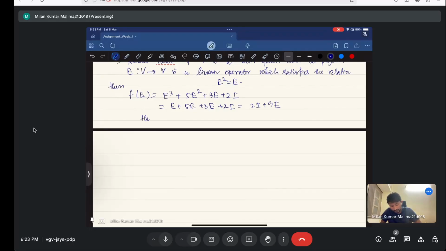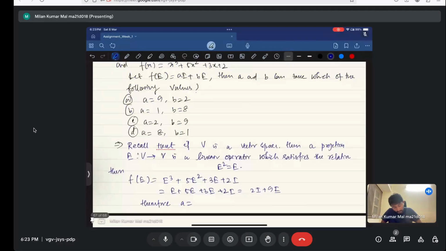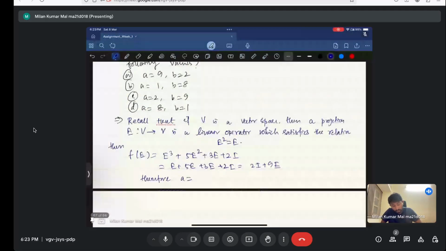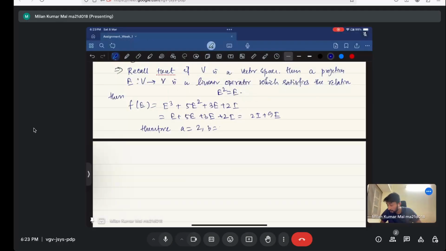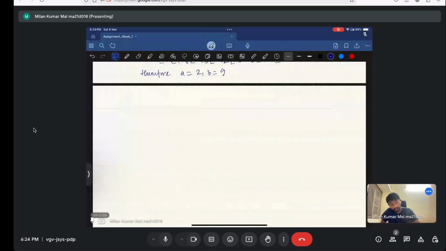So therefore A identity plus B E, as in the question, okay, so A can take value 2 and B can take value 9. So therefore option C is the correct option. So therefore all other options are automatically false. Okay. Now I'll do another problem. Question 4.